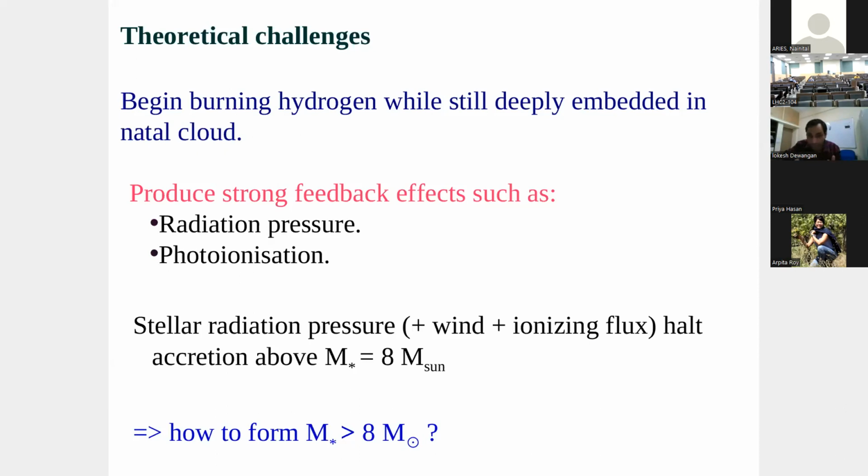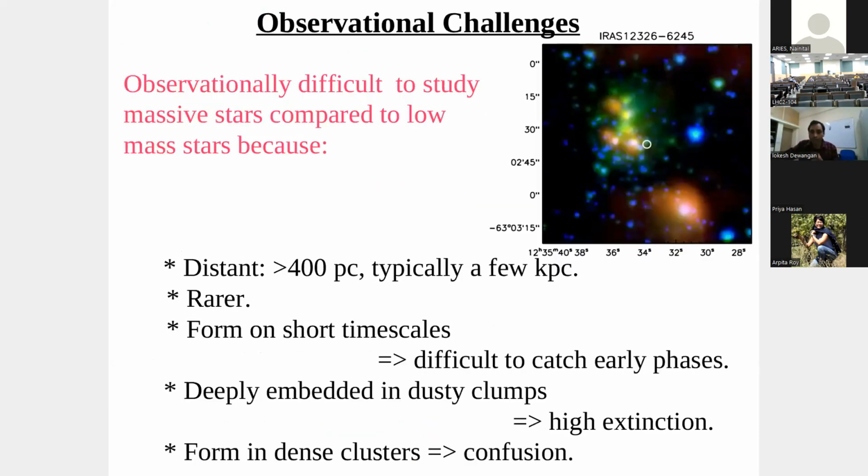So what are the processes which are basically responsible for their formation? And additionally, what are the challenges we have to study these massive stars? These massive stars are typically very, very far away, except this Orion Nebula. This Orion Nebula is located very nearby, like 450 parsec. But if you look at other star forming regions, they are typically located at 1 kiloparsec or more distant.